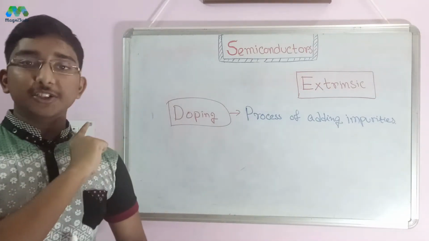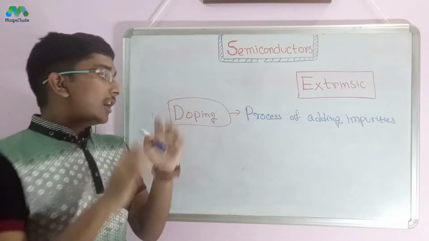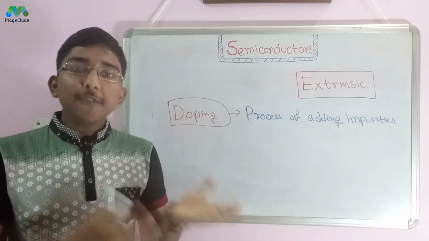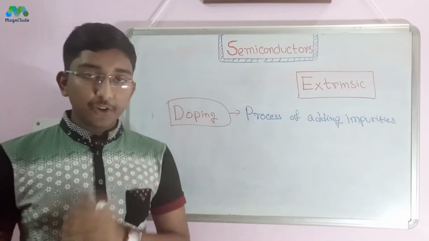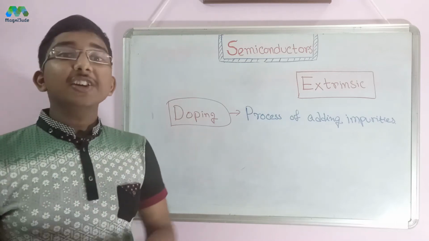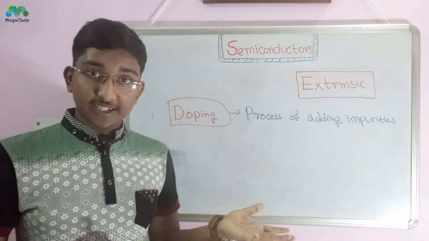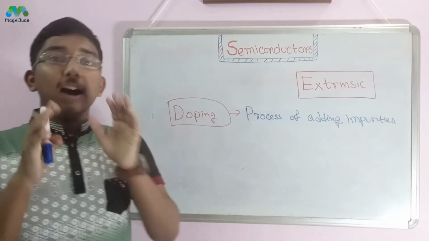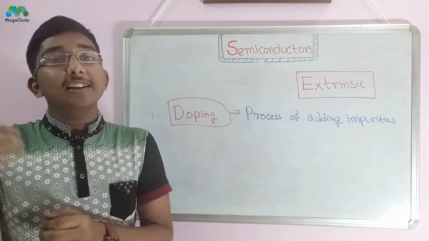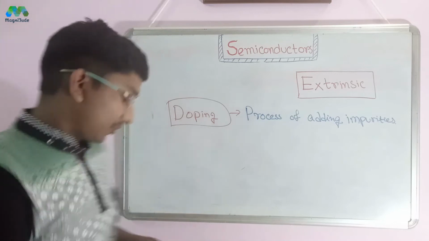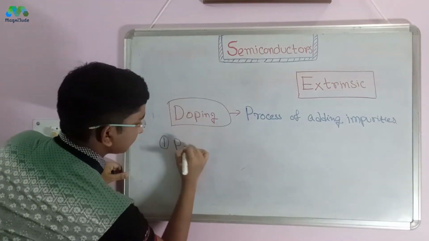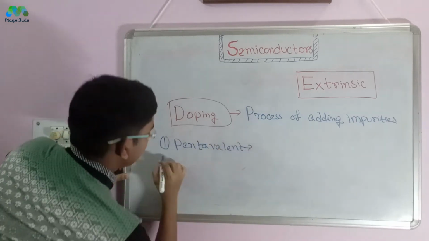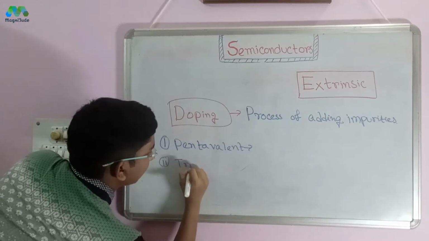So now you will have another question. We know that we have to add some impurities, but what type of impurity should we add? I am giving you the answer. We will generally add two types of impurities in semiconductors: one is pentavalent impurity and the other is trivalent impurity. Means we will add either pentavalent or trivalent impurity.